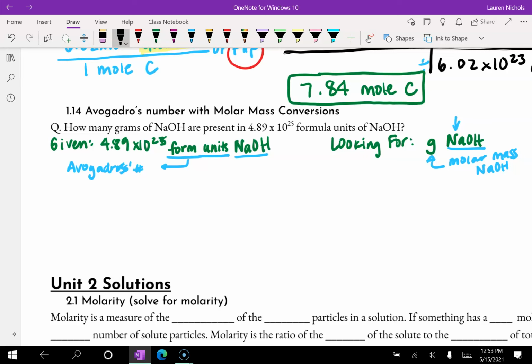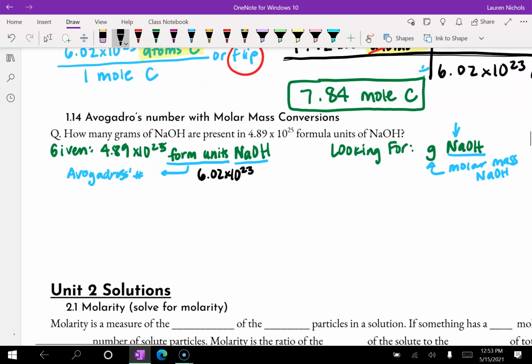So Avogadro's number is going to be 6.02 times 10 to the 23, and unlike the previous problem where we used atoms, since this one has formula units, I'm going to use that, and I'm going to abbreviate it even further to take up less space, over 1 mole of NaOH.